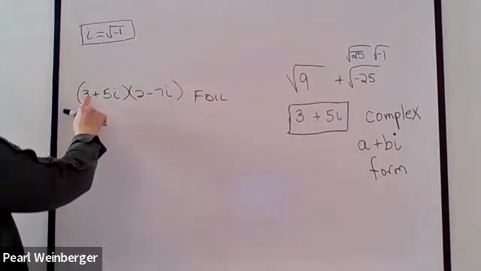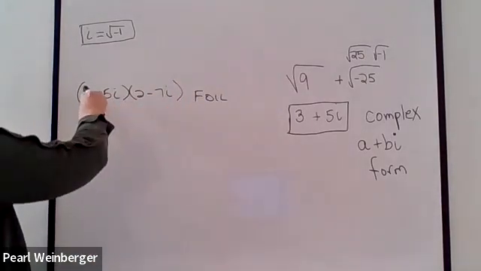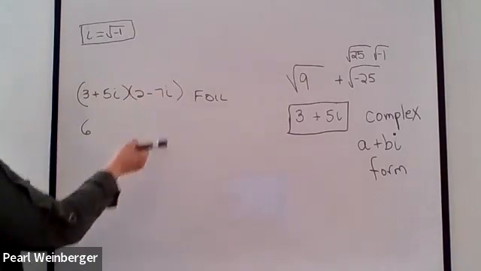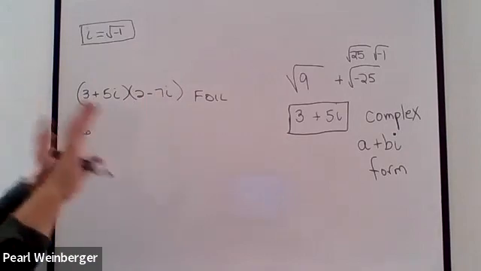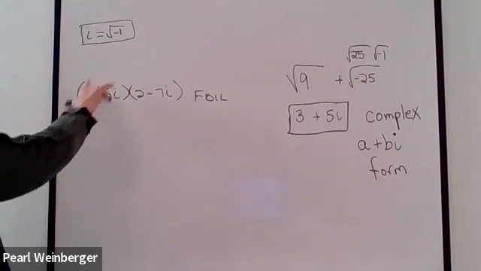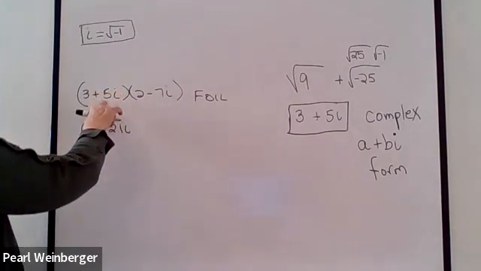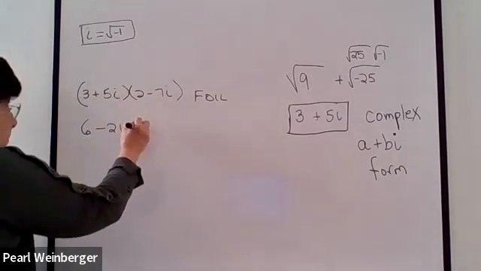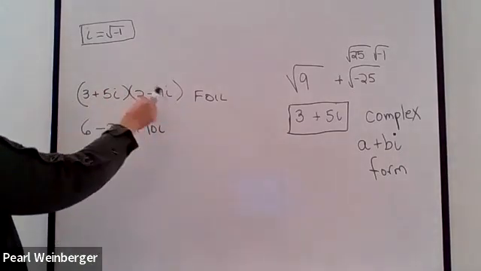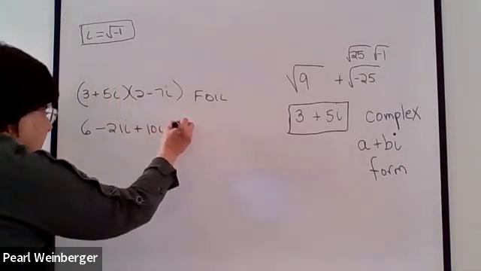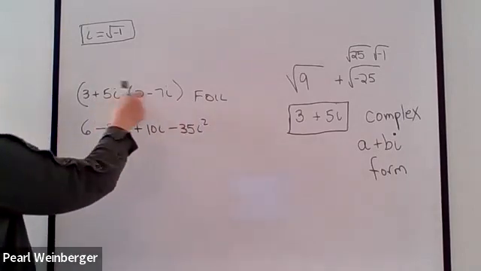So we'll do first: 3 times 2, which will give me 6. Outer: 3 times -7i. Remember, just think about what you would do if those i's were x's. 3 times -7i is -21i. Inner: 5i times 2 is plus 10i. And last: 5i times -7i is minus 35i squared. Don't forget that it's an i squared because you have an i times an i.